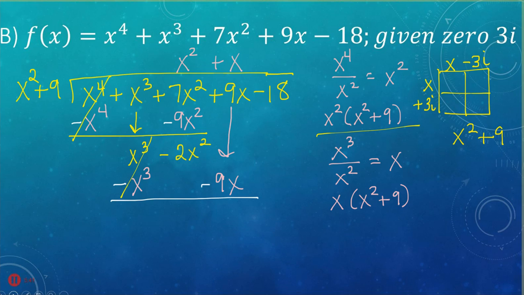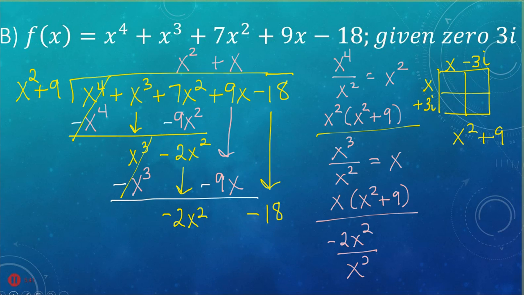And then we're going to carry down one more rotation here. So the -2x squared is going to fall down. And so will this -18. And we're going to divide one more time. When we divide this time, we have -2x squared divided by x squared, which gives us -2. That goes on the top. And then we take -2 and multiply it by x squared plus 9. So that gives us -2x squared minus 18.